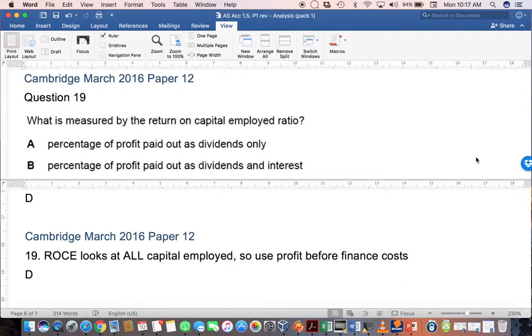Cambridge, March 2016, paper 1-2, question 19. What is measured by the return on capital employed ratio?